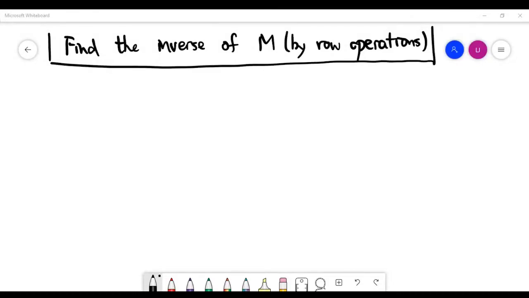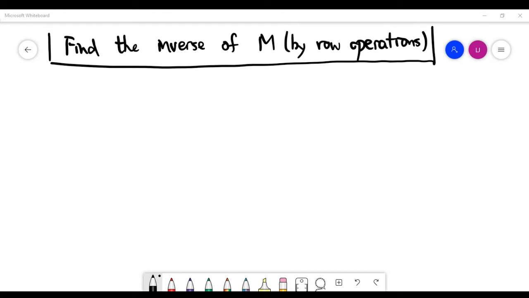So in this video, we'll look at a general method to find the inverse of M by using row operations. In the last video, we looked at the meaning of inverse for 2 by 2 matrices already, and I provided you with a formula. But this method is more general because it works for all square matrices, if the inverse exists.